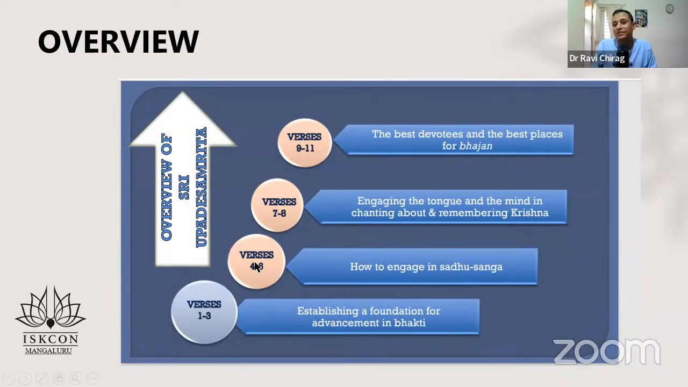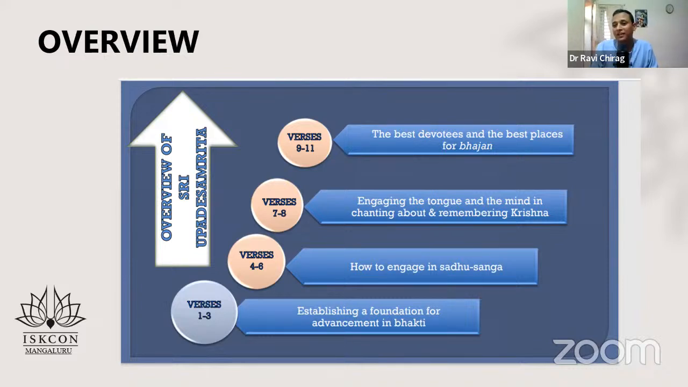Now in this Nectar of Instruction, we are going to see the slokas. How many slokas are there? Only 11 slokas. Very small book, that means. If you see the book, it's very small. But the instructions are very important.